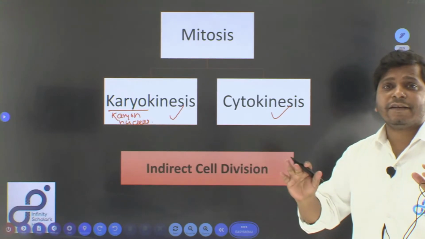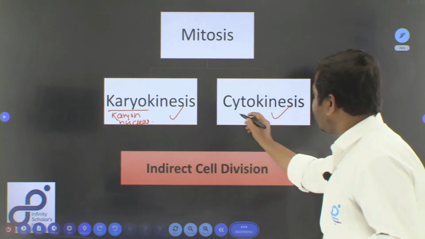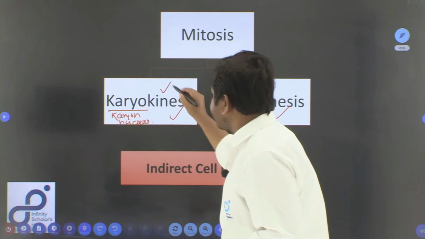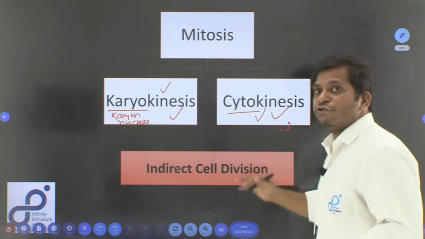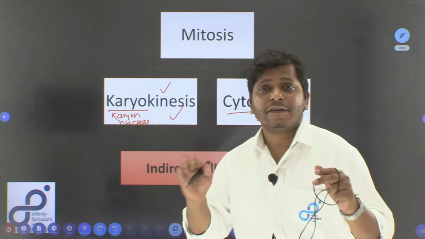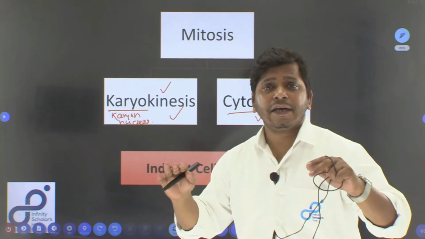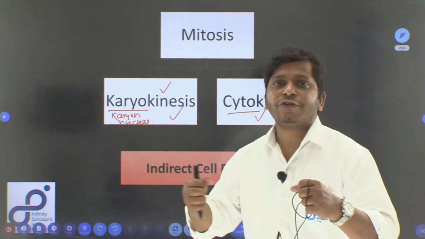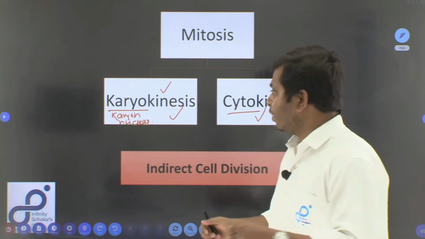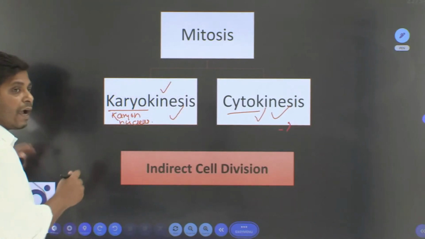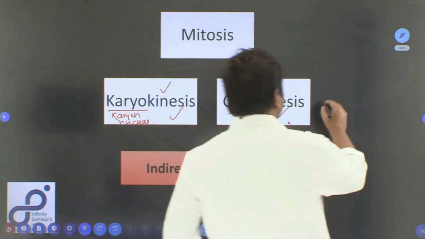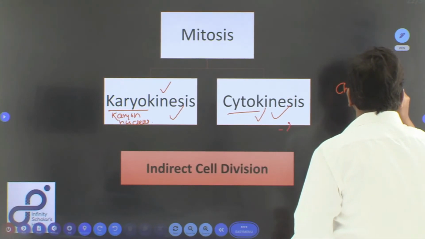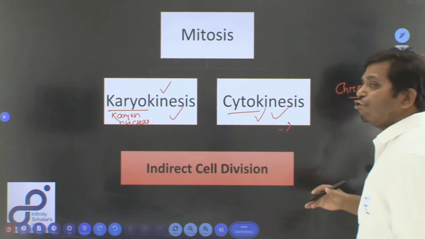So the nuclear division is separate from that of the cytoplasm division. First the nucleus divides and then the cytoplasm divides. So the events are separate. The cytoplasmic division and the nuclear division are separately maintained. But in case of amitosis, both divisions are happening at the same time. And during the karyokinesis process, the chromosomes are going to be distributed equally.